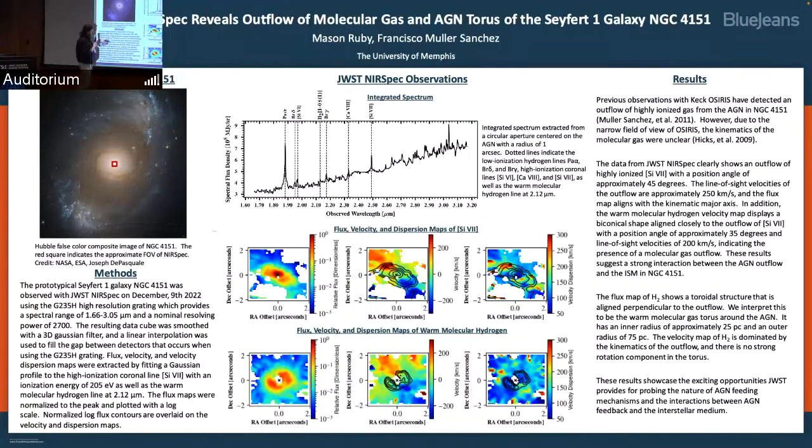And in addition to that, we're detecting what we believe is the warm molecular gas torus around the AGN with scales ranging from 25 to 75 parsecs. And then also the kinematics of the warm molecular gas are dominated by the outflow rather than rotation. So thank you very much. I'll be outside if you'd like to talk.